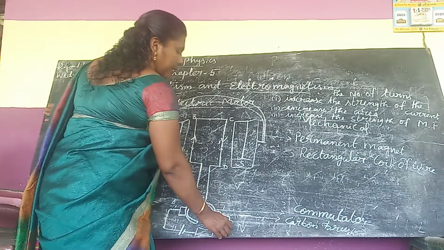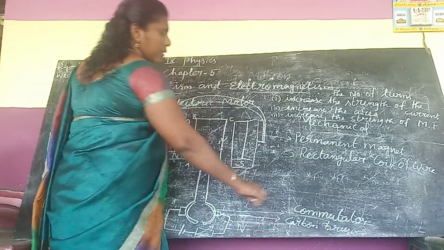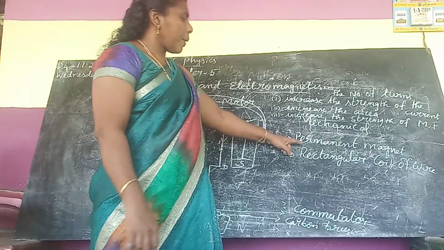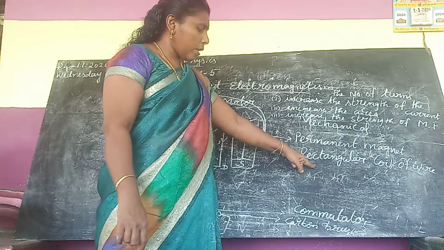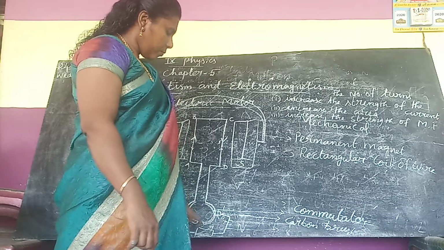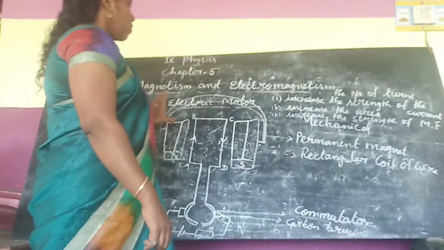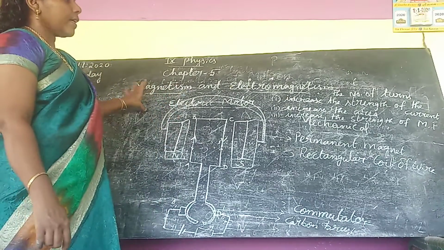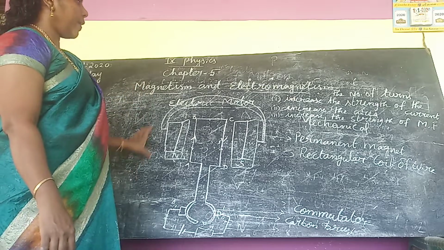Here, this is the external circuit, you can mark it as external circuit. First one, permanent magnet, rectangular coil of wire, commutator, carbon brushes and this external circuit. So this much you have to mark. Then the construction and working of the electric motor.